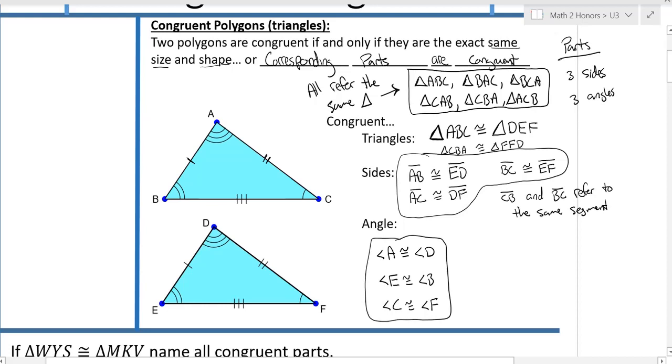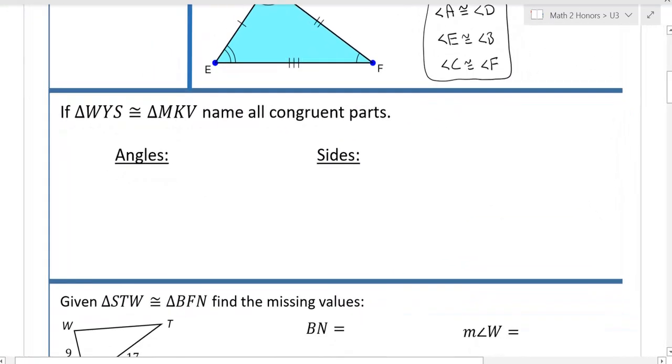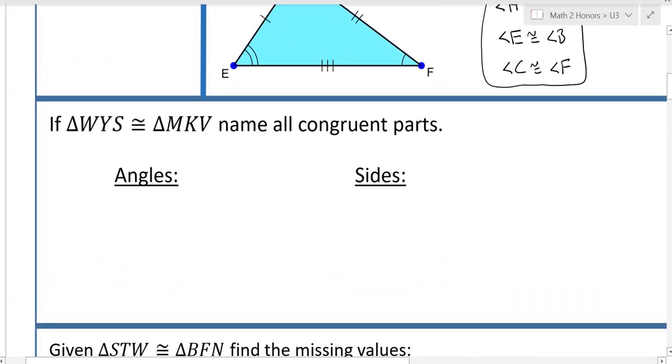So that's a little bit about what congruence is and how to write some of that notation. So then this next problem says, if triangle WYS is congruent to MKV. So they're already telling you they are congruent, and based on that congruent statement, name all the congruent parts. So you can do this without even drawing a picture.